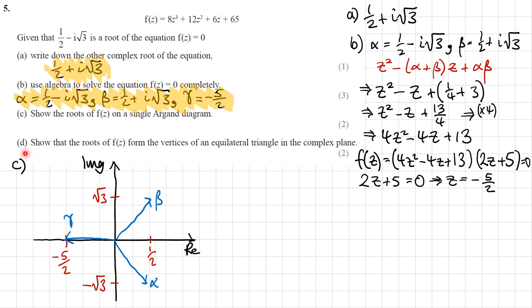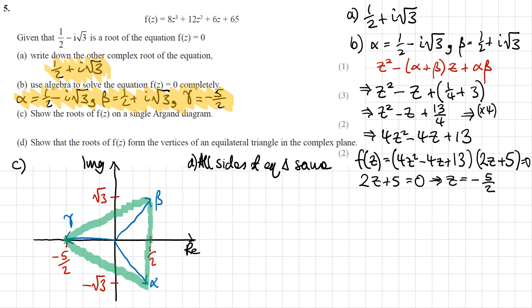Part D: show that all the roots of f of z form the vertices of an equilateral triangle in the complex plane. Okay, if I'm going to prove that this is an equilateral triangle, I want to show two things. First of all, that all the sides of this equilateral triangle are equal, they're all the same. So let me just sketch in what this equilateral triangle would look like. So this bit in green is not part of the Argand diagram, but I want to prove that these three lines are the same length. That doesn't prove that it's equilateral. Actually, I guess it does.